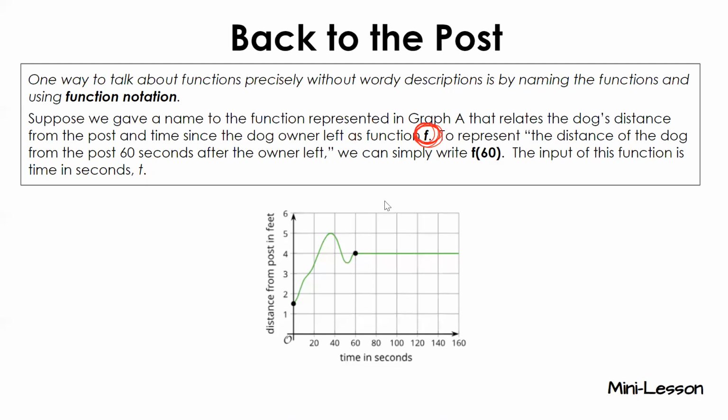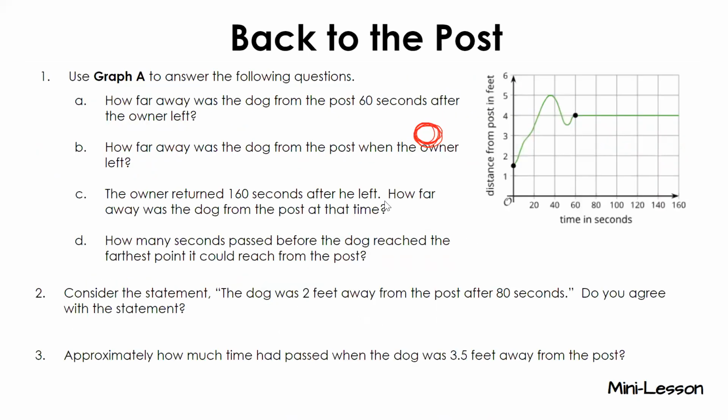So going back over here, you remember how we said how far away was the dog from the post 60 seconds after the owner left? In math terms, we would just say f of 60, and we would put a question mark next to it. Does that make sense? So we took the English version and we put it in math terms.